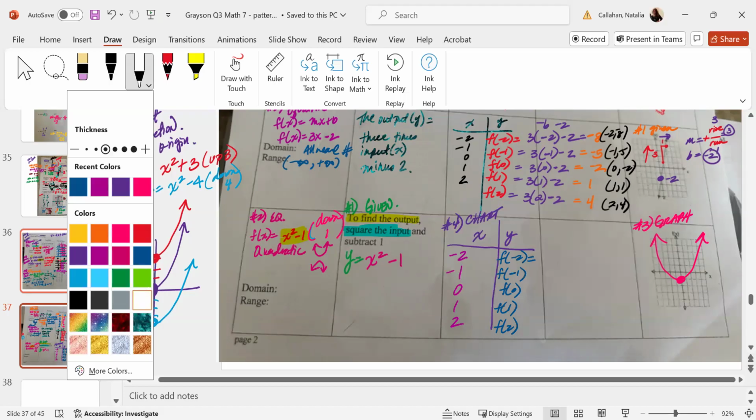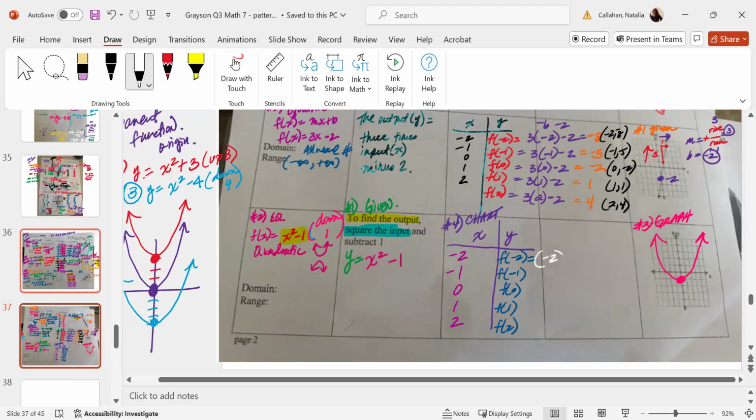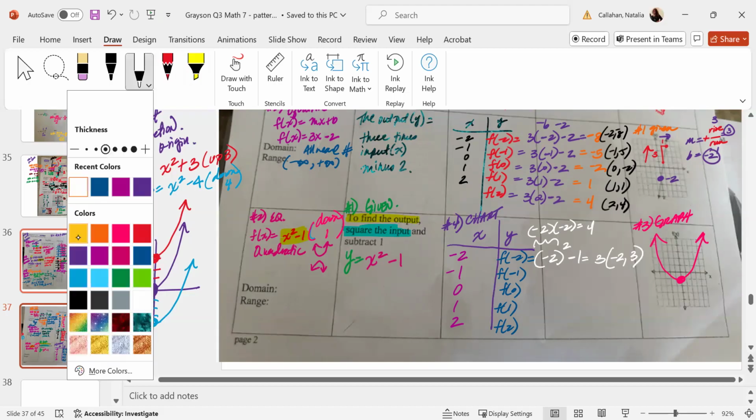When x is -2, you're going to do (-2), make sure you put parentheses, squared minus 1. This right here, you need to pay very close special attention. This is saying it's a -2 times a -2, which is what? Positive or negative? What's 4 minus 1? So your first point is (-2, 3). Does that make sense? Now fill in the rest.